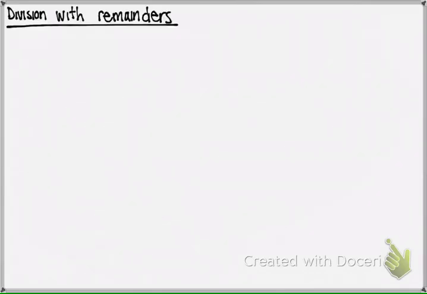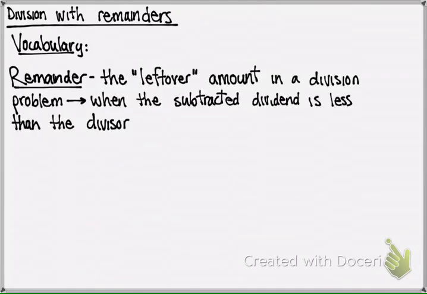Today we're going to talk about division with remainders. We have one vocabulary word. A remainder is the leftover amount in a division problem. So when the subtracted dividend is less than the divisor.